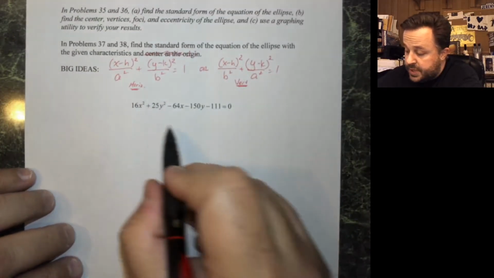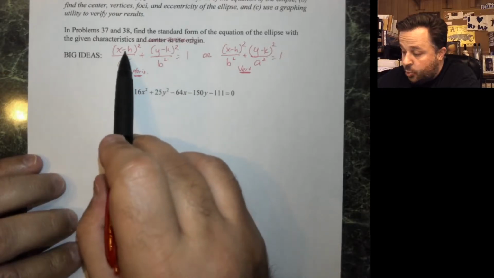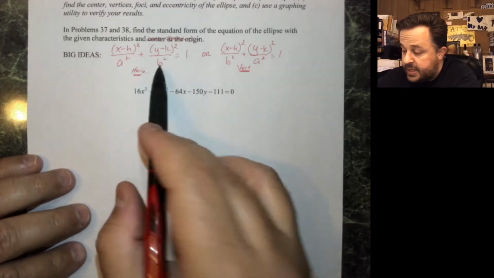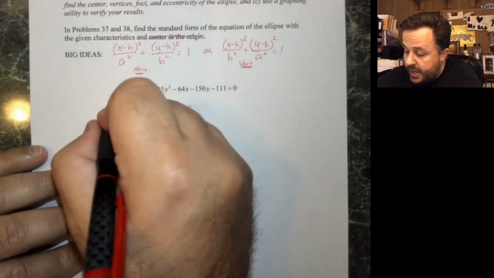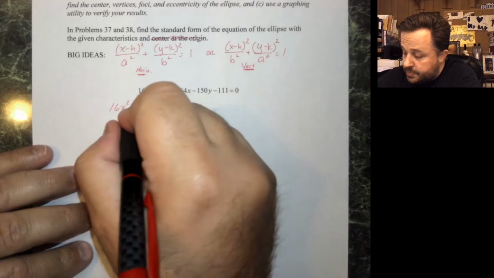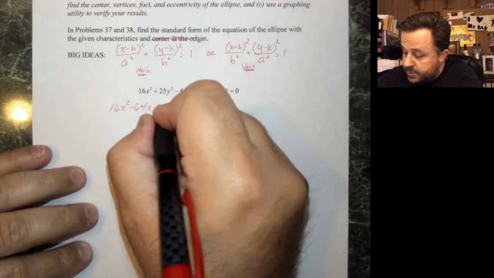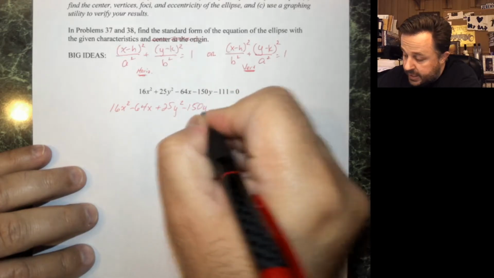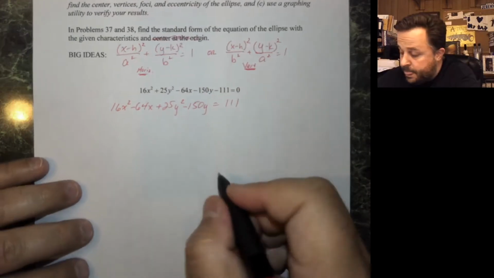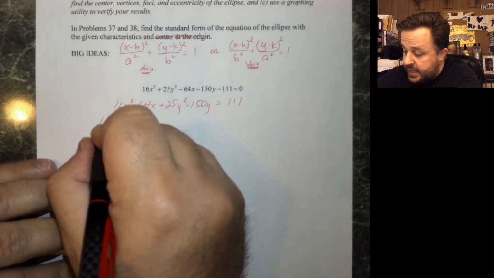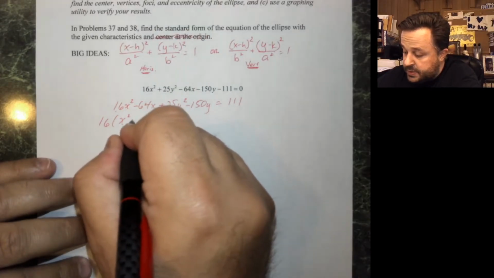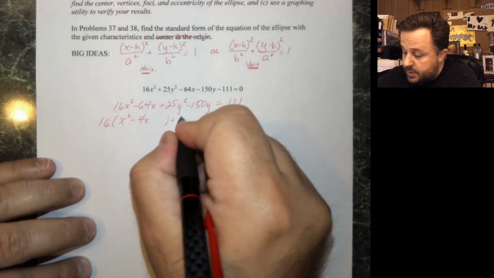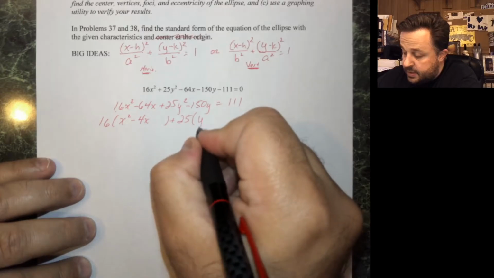So what do we do in the first case? Well, first of all, we need to have perfect squares on x and y. I need to have a 1 on the right-hand side. We need to have fractions. So we're going to gather our x terms, then minus 64x plus 25y squared minus 150y equals 111. I'm then going to take the 16 out of here because we can't complete the square with a coefficient other than 1, plus factor 25 out of here.